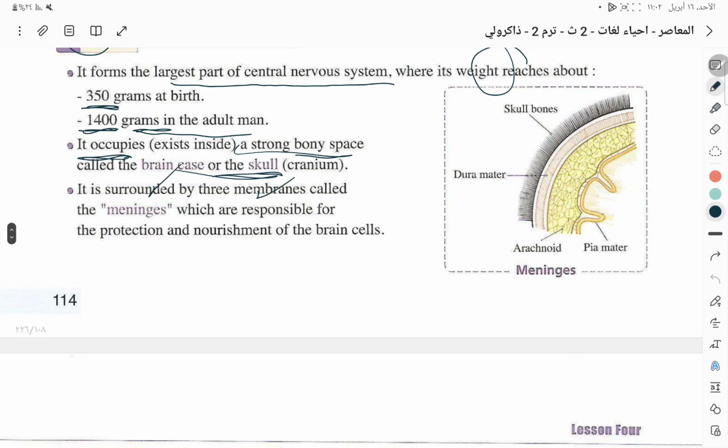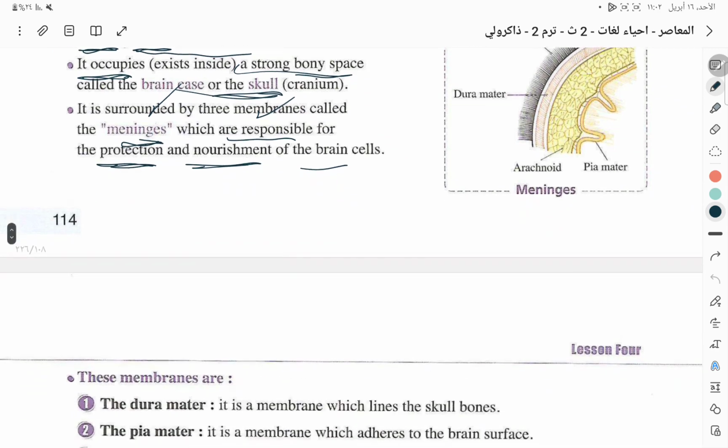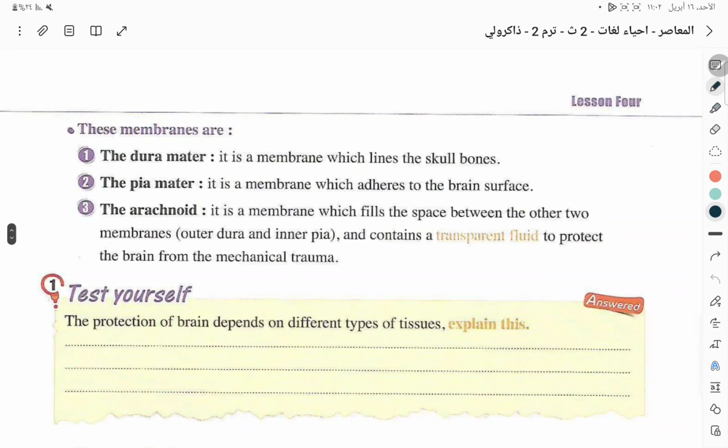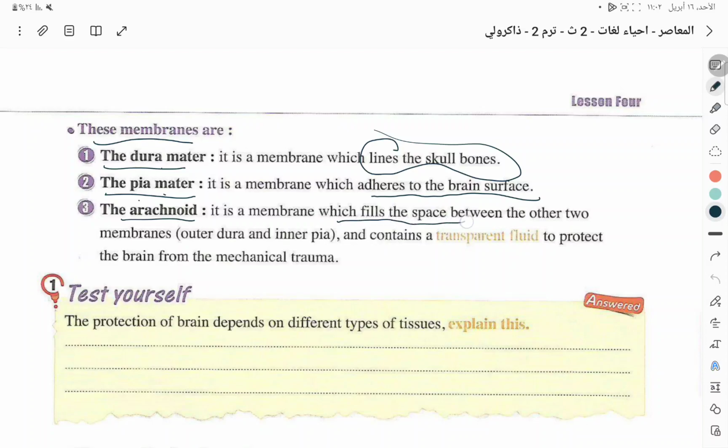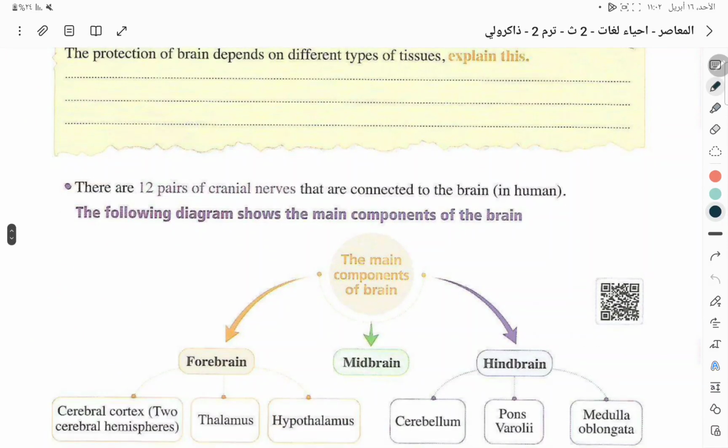It is surrounded by three membranes called meninges. They are responsible for the protection and nourishment of the brain. These membranes are the dura mater, pia mater, and arachnoid. The dura mater lies in the skull. The pia mater adheres to the brain surface. The arachnoid fills the space between the other membranes.